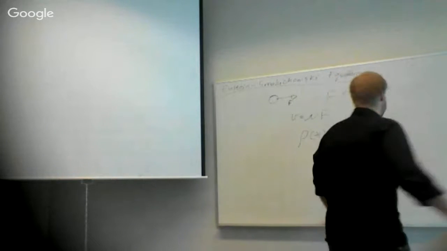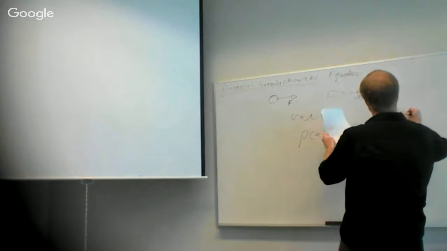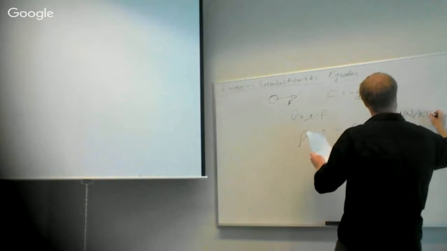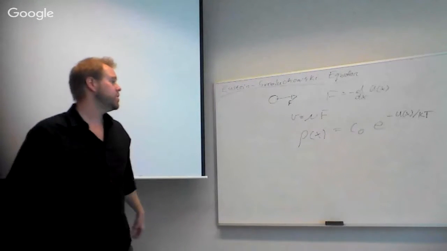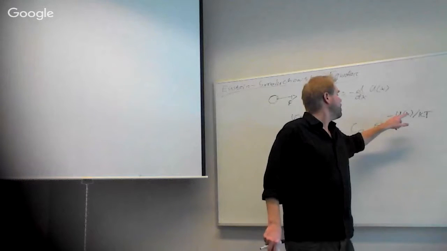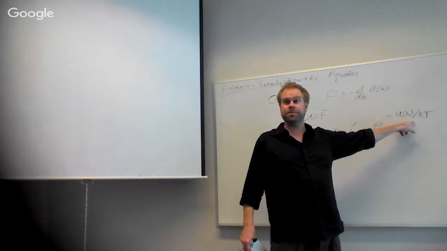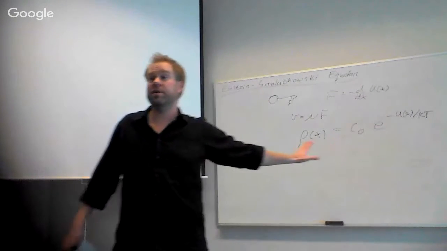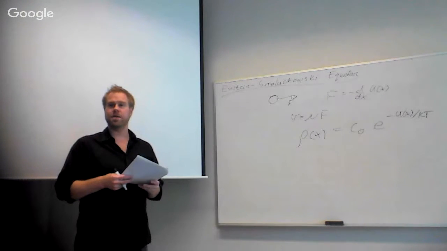Okay, so yes, it's given by the Boltzmann distribution. What does that say? It says the density at any position x is going to be proportional to e to the minus the potential at x, normalized by kT. Cool? You guys have seen this before, right? Yeah?